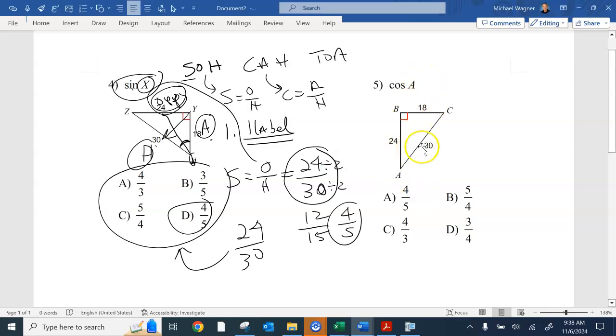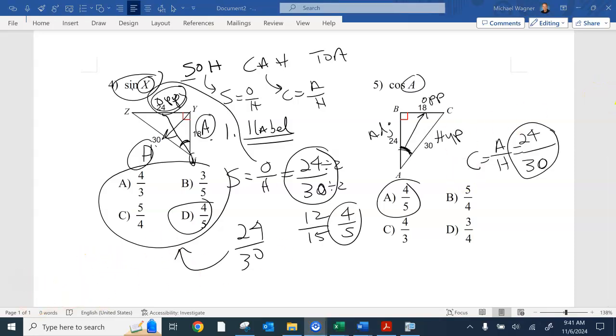Now, I'm going to let you do one more, and then I'll come back to the answer. And I got to go quick because I'm about to run out of video. Okay, I labeled the sides based upon angle A, cosine is A over H, which was 24 over 30. Remember, we reduced that just like this to 4 over 5, and it's just a coincidence that the answer is the same. It's not always going to be the same. So you guys finish the assignment. That's it.